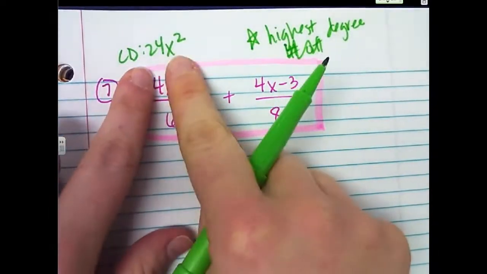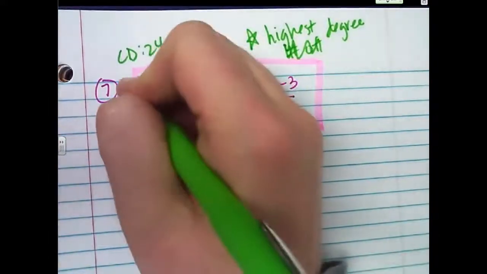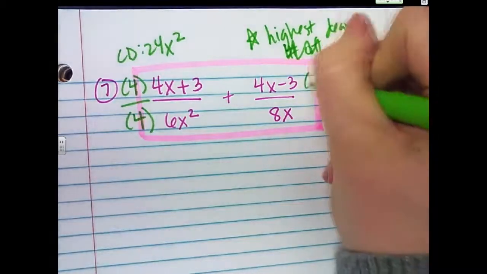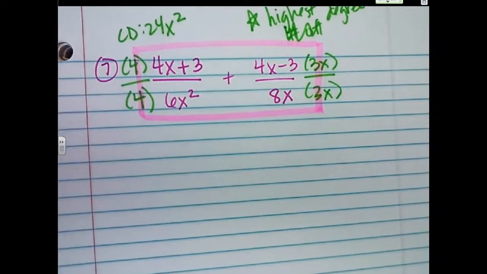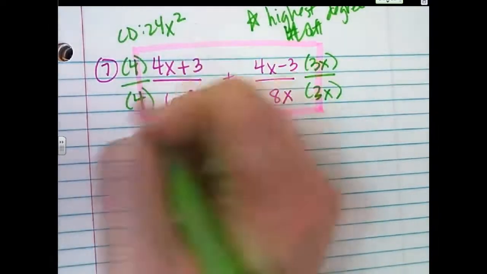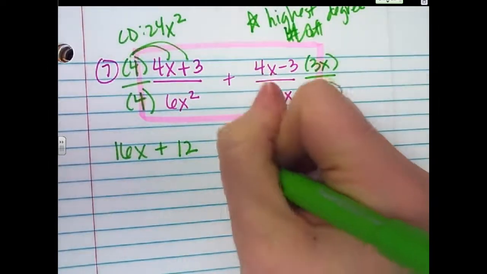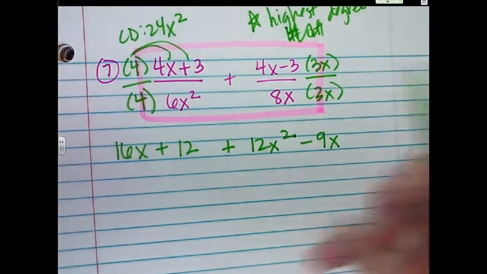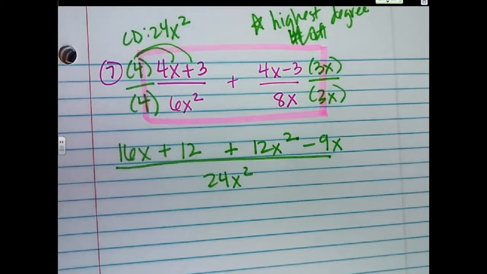Okay, so if you write the common denominator, sometimes that helps you figure out what you need. So what do I need to get this 6x squared to be this? 4. So I'm going to multiply by 4 over 4. And what does the second one need? 3. Good. If you did 48x squared, it's fine. In the end, you can just simplify it is all.